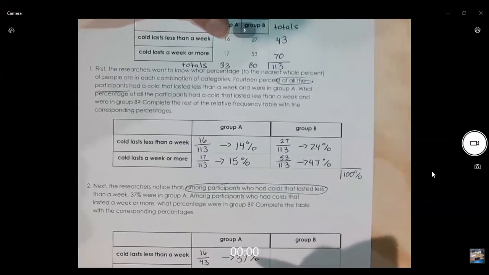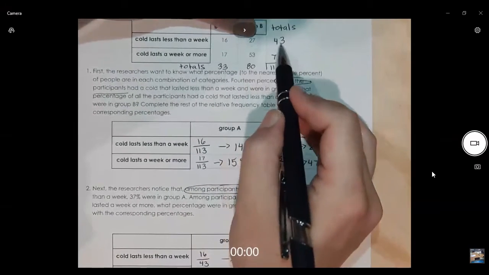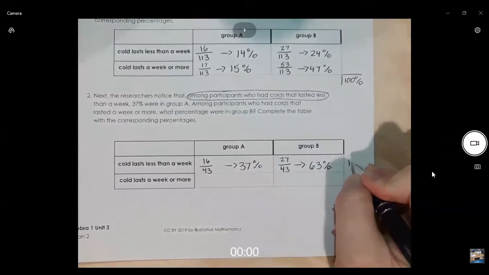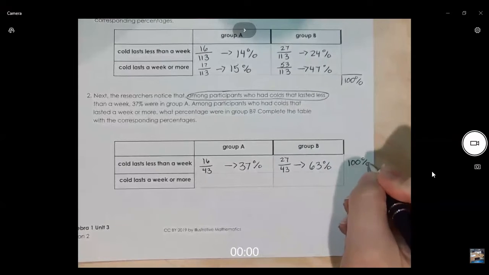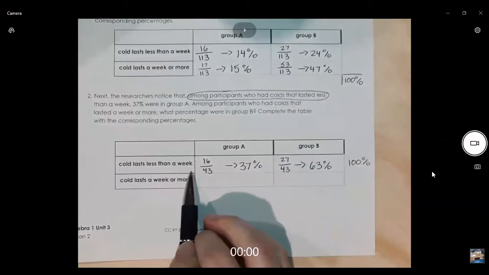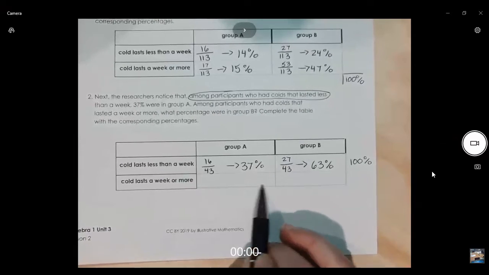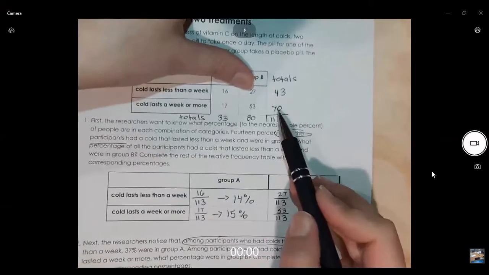So I still want to do the same thing for group B. So it'd be 27 out of my total of 43. That I get 63%, which these should now add to 100% in this total because I'm doing it in relation to the row total. So now I want to do the second row as well with relation to the total of 70.